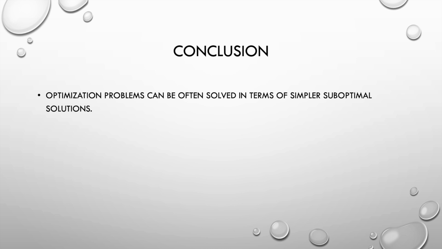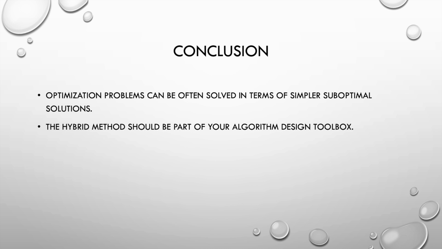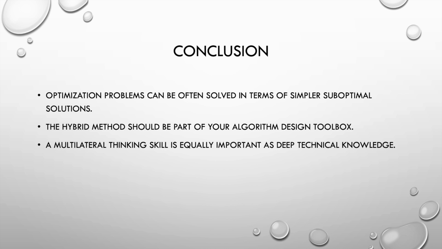Optimization problems can be often solved in terms of simpler suboptimal solutions. And this is the essence of hybrid-based algorithms, where multiple variants are simply executed in parallel, results collected, and then combined in a meaningful fashion. The hybrid method should be part of your algorithm design toolbox. A multilateral thinking skill is equally important as deep technical knowledge.